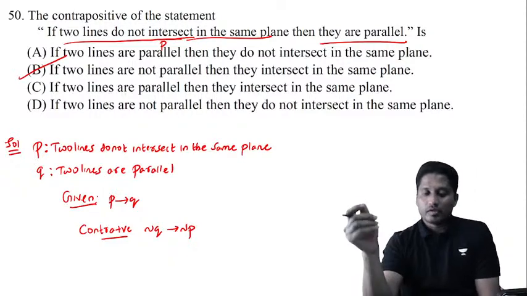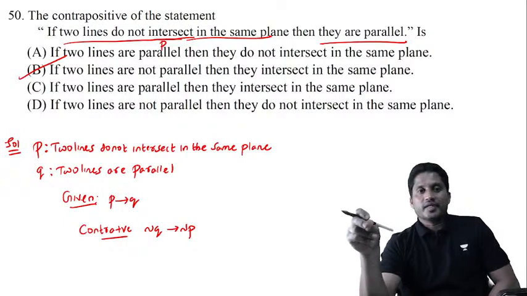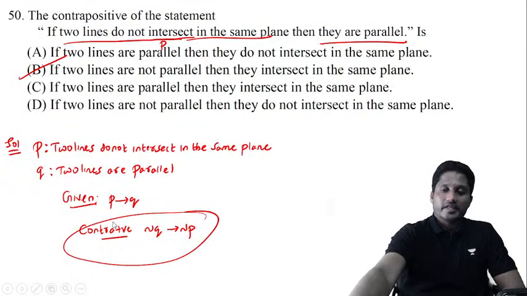Answer is option B. If two lines are not parallel, then they intersect in the same plane. Yes, answer is option B only. Contrapositive is negation Q implies negation P.